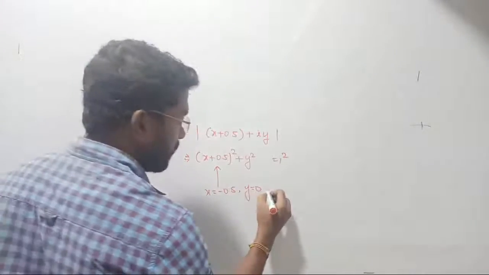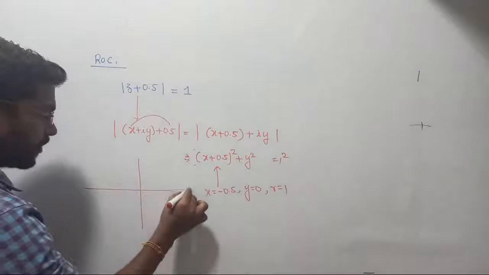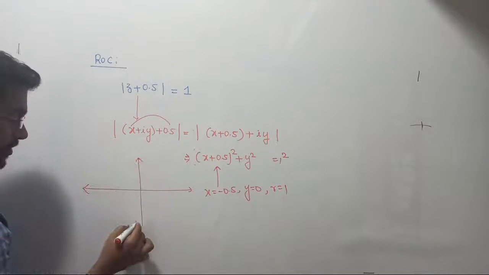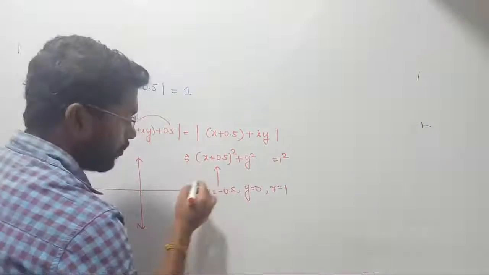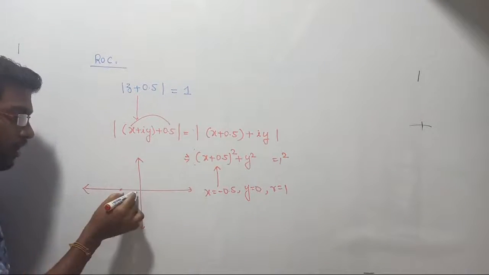What about the radius? Radius is 1, such that if we draw the region of convergence for this function, the region of convergence is going to be exactly x equal to minus 0.5, where it is the real part, right? Minus 0.5 is somewhere here, with y equal to 0, correct?